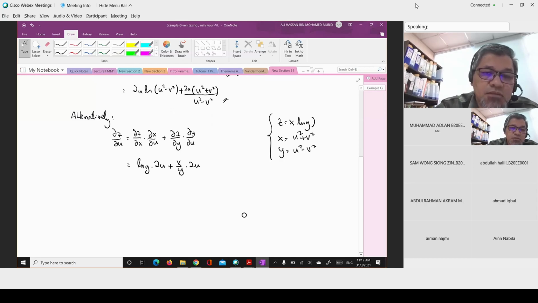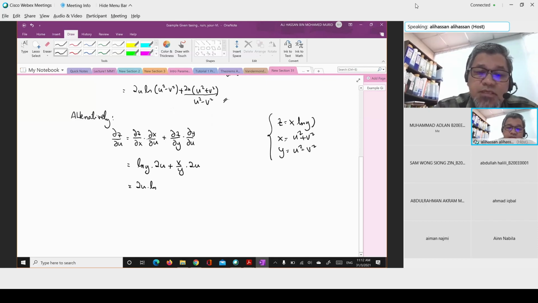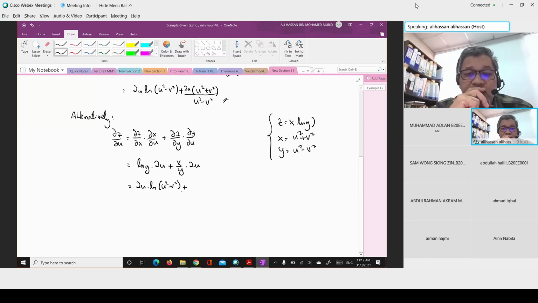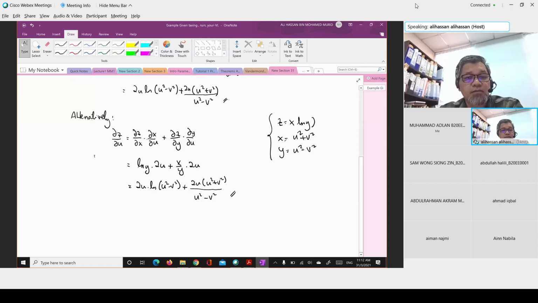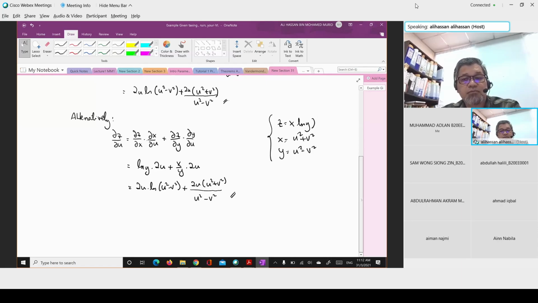So now we substitute. Replace y by u squared minus v squared, and for the second term, we have 2u x, where we replace x by u squared plus v squared. Downstairs, we have y, and we replace y by u squared minus v squared. So you see, we obtain the same answer also using the first approach.